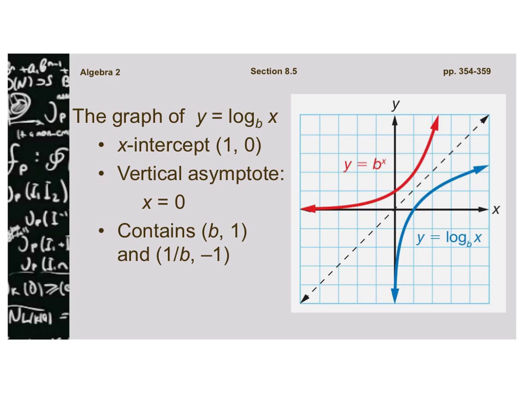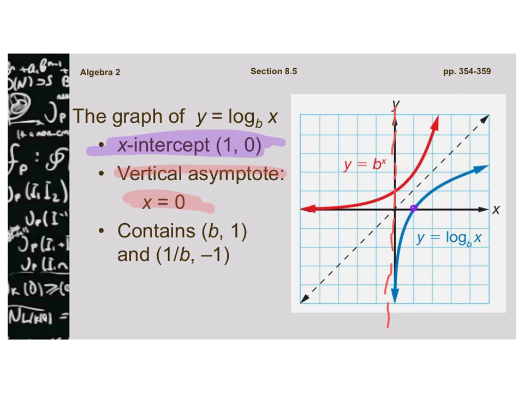All right, 15. The graph of y equals log base b of x. Okay, y equals b to the x, you can see, is the red line. The blue is log base b of x. So, the x-intercept is 1, 0. The vertical asymptote is x equals 0.